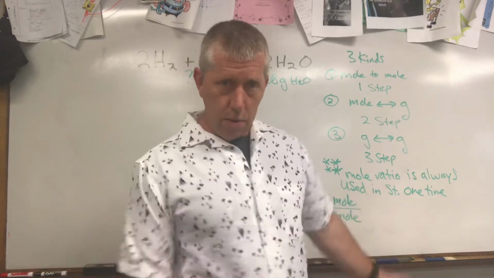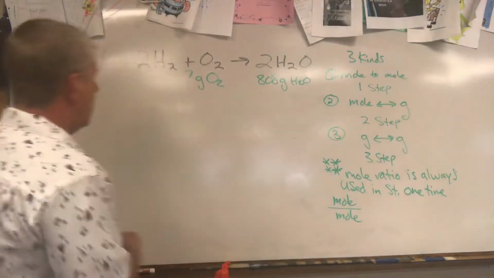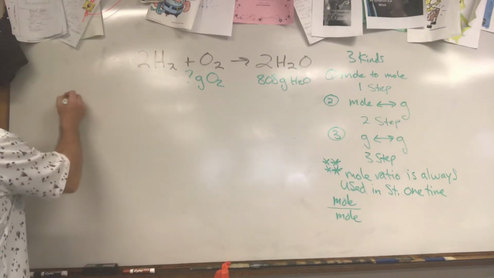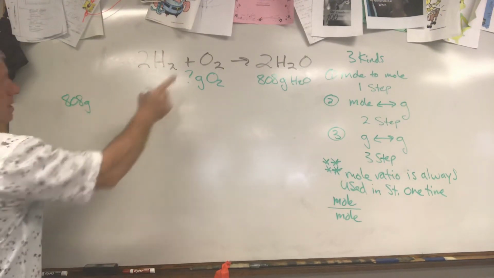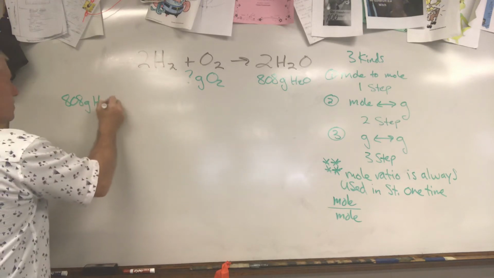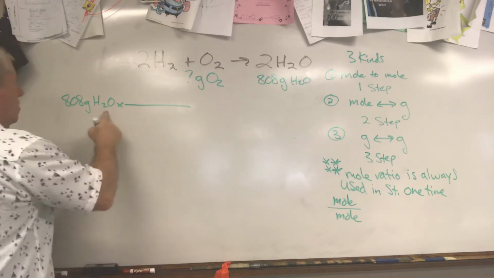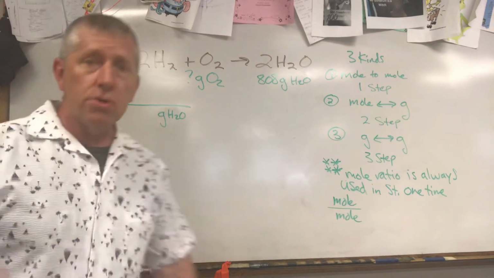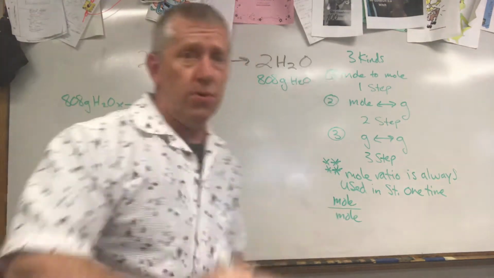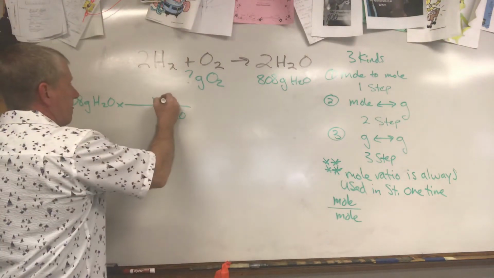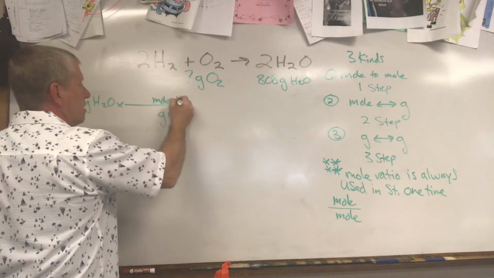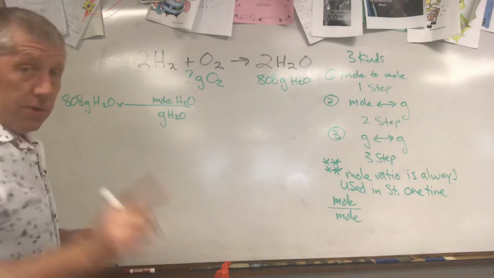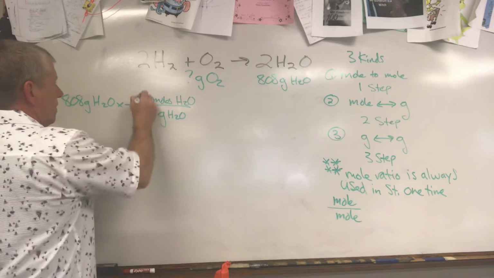Good moves. Okay, all right, so write down what you know you have: 808 grams of water. Multiply, divide. Grams of water has to go on the bottom. Grams to moles, and it has to be moles of water. You've got to stay consistent there. 1 goes next to the mole here. It's a mole to gram conversion.